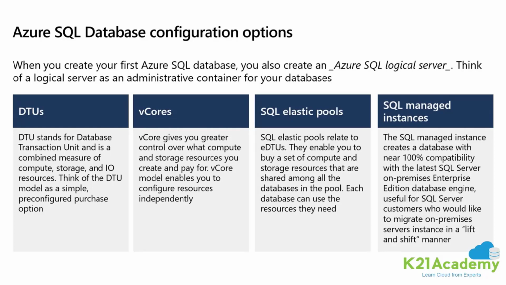That happens. In DTU based pricing, it's like one number. There is no separate selection of storage or compute. You cannot say that I want more compute, less storage, or less storage, more compute.